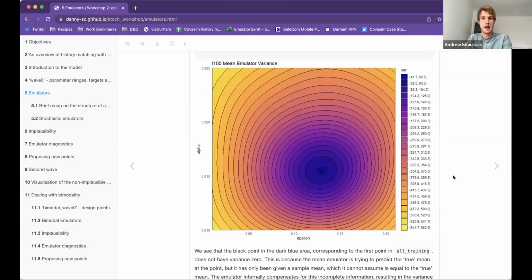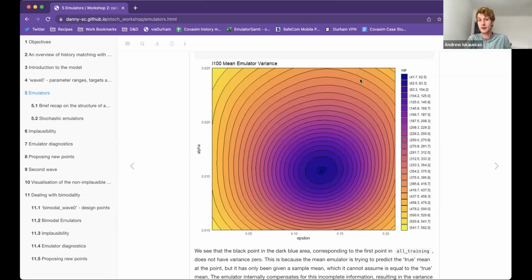Now, there seems to be a contradiction here, because if we look at our scale, it never goes lower than 41. And that's even at the point where we know there is a training point. We have plotted this so that the training point is absolutely on the slice, and yet we're not getting zero variance. The reason is that we're dealing with a stochastic system, because we haven't seen the true mean. Even if we have a training point corresponding to a set of repetitions of the model at that point, that is not perfect information. That is not information about the true mean that we're trying to emulate. So naturally, there is going to be some residual uncertainty, which corresponds to the underlying stochasticity of the model.